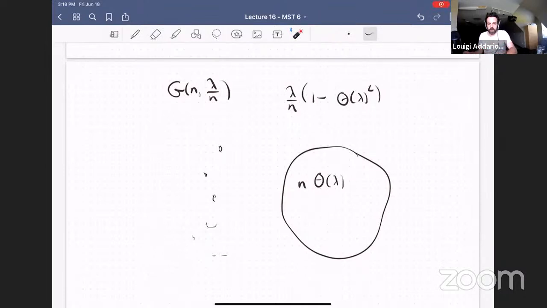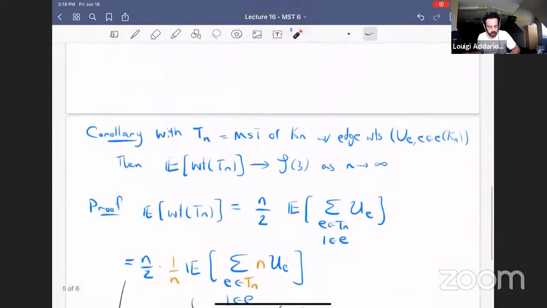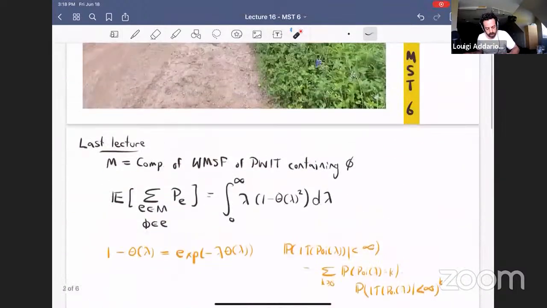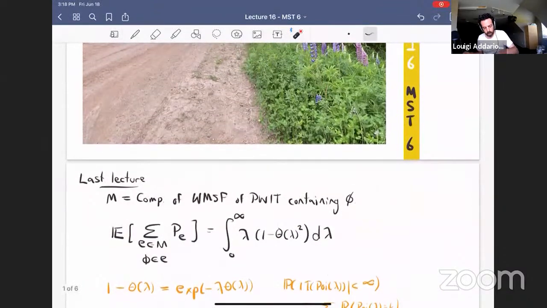So what I want to do with the rest of the lecture is talk to you a little bit more about the structure of this wired minimum spanning forest M, and in particular to explain to you that it's a one-ended tree. That'll take a little bit of thought.